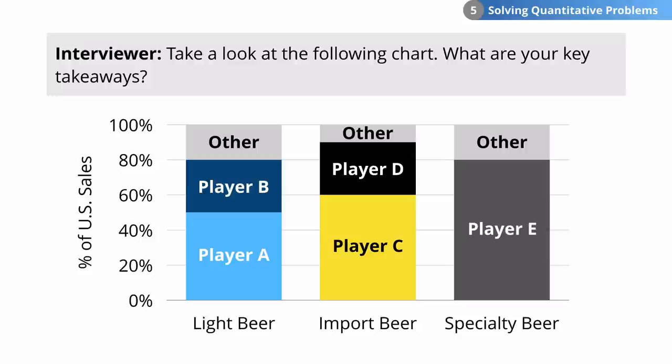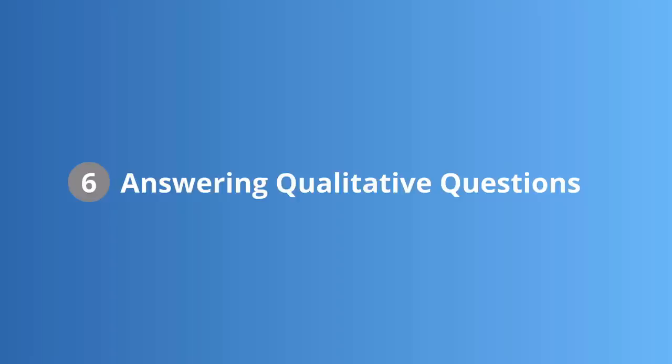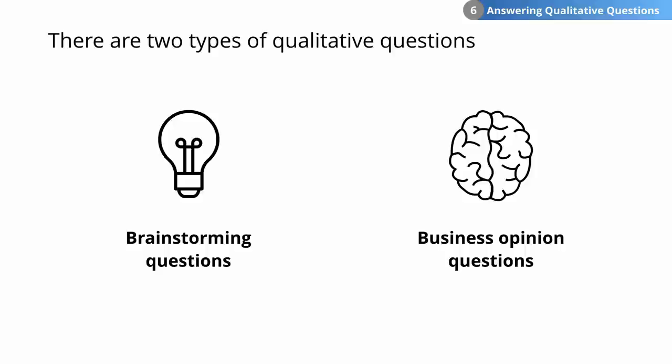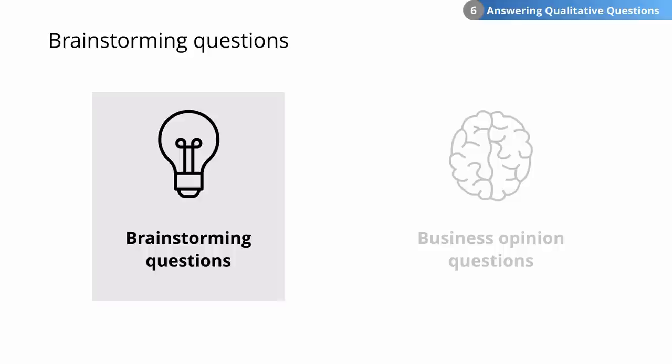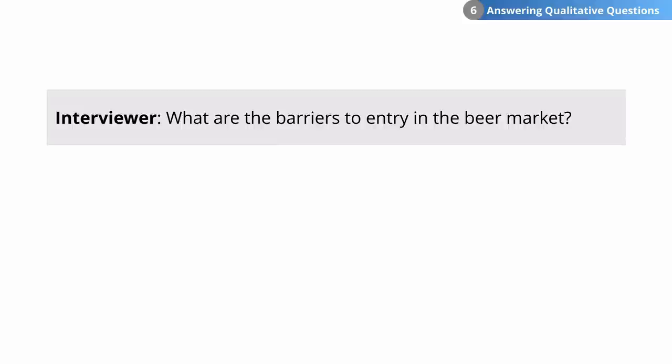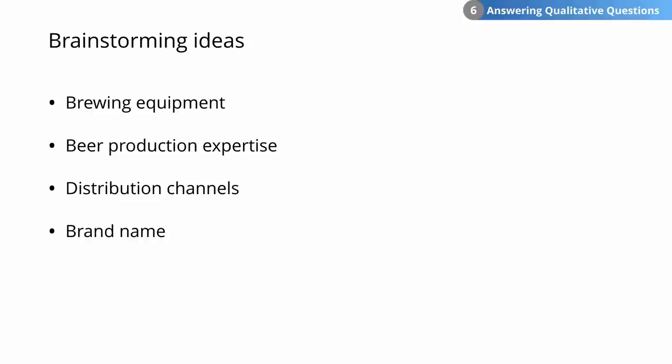In addition to asking quantitative questions, the interviewer will also ask qualitative questions. There are two types of qualitative questions: brainstorming questions and business opinion questions. Looking at brainstorming questions first, the interviewer might ask, "What are the barriers to entry in the beer market?" Most candidates answer by listing ideas that immediately come to mind, such as brewing equipment, beer production expertise, distribution channels, or brand name. This is a highly unstructured way of answering the question.